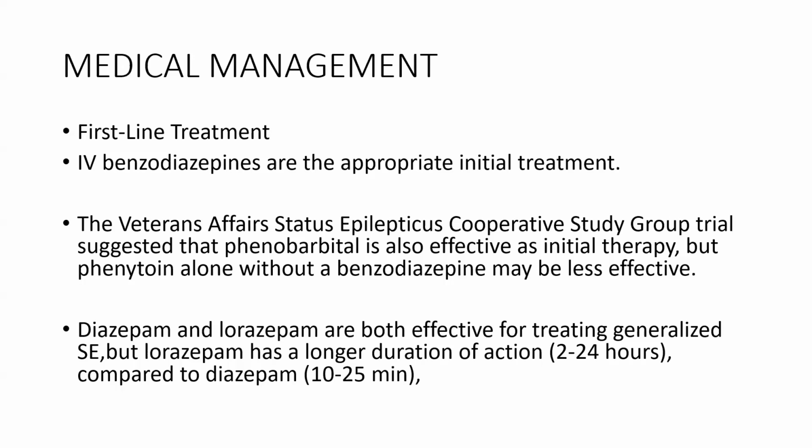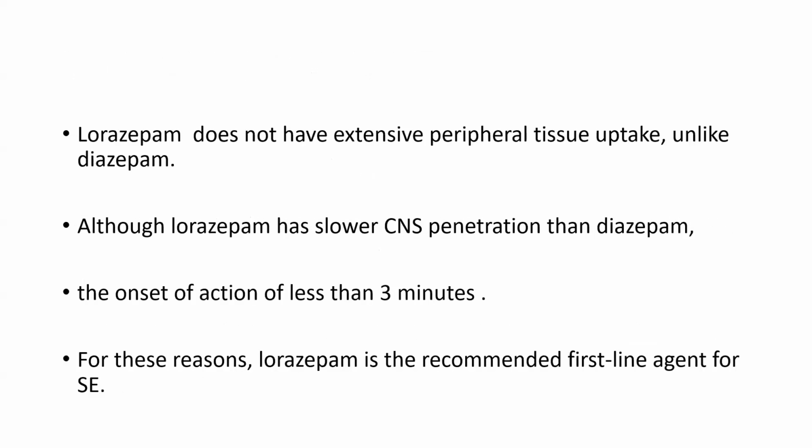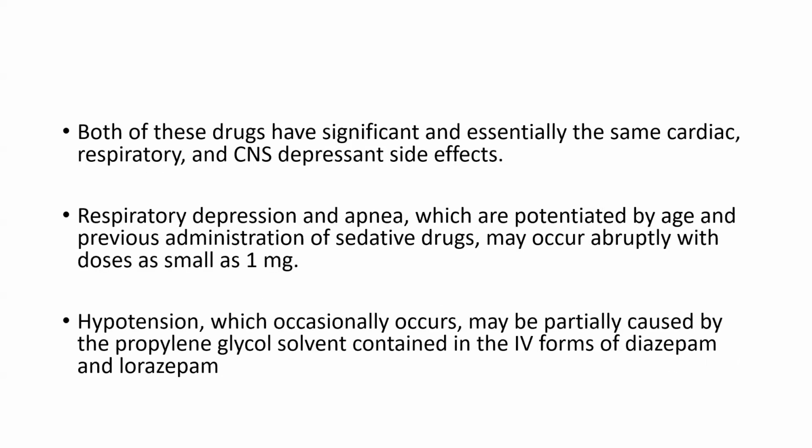But the advantage with lorazepam is that it has a long duration of action compared to diazepam. The duration of action of lorazepam is 2 to 24 hours, and for diazepam, it is 10 to 25 minutes. Also, lorazepam doesn't have any extensive peripheral tissue uptake, unlike diazepam. So the CNS penetration of lorazepam is slower than diazepam, with an onset of action of less than 3 minutes. For this reason, lorazepam is the recommended first-line agent for status epilepticus.